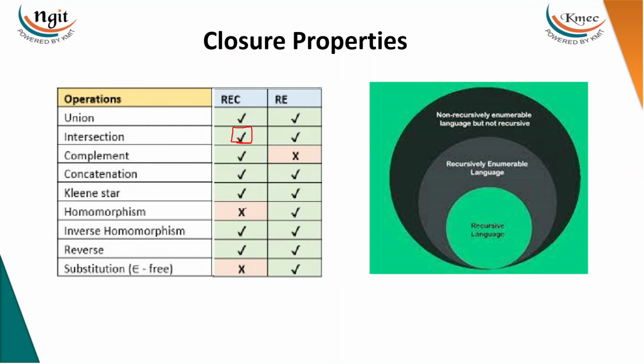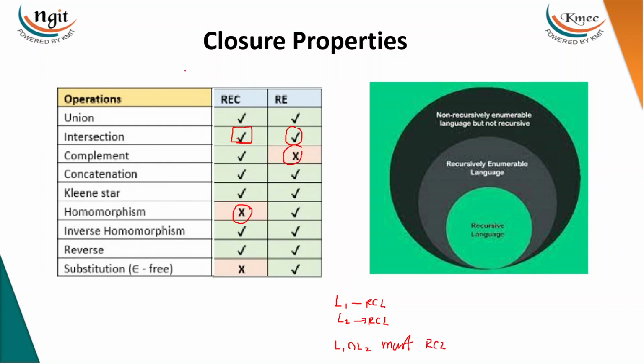Here, the recursive languages are not closed under homomorphism. In the same way, recursively enumerable languages are closed under intersection, but not closed under complement. What does it mean? We have already discussed this. If L1 is a recursive language and L2 is a recursive language, and you are saying that it is closed under intersection, L1 intersection L2 must be a recursive language. That's the meaning of it.